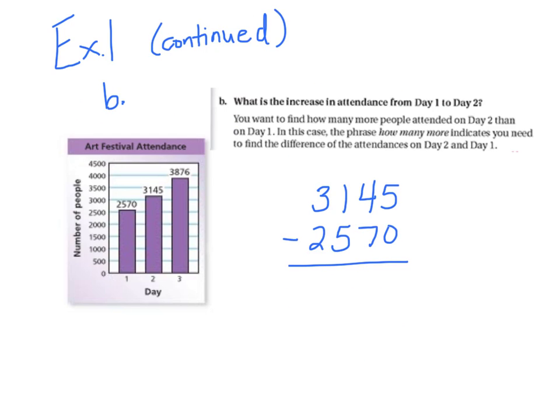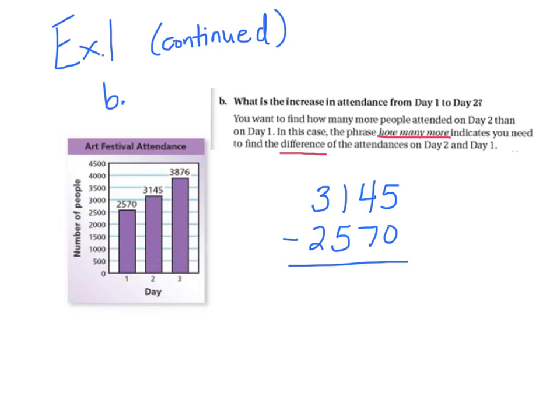Example 1 is going to continue on to part B, and the second part of this example says, what is the increase in attendance from day 1 to day 2? So you want to find out how many more people attended on day 2 than day 1, and in this case the phrase how many more indicates that you need to find the difference. And remember that difference is a keyword for subtraction of the attendances on day 1 and day 2. So we look over here, and day 2 had 3,145 people, so we put that up here on top.